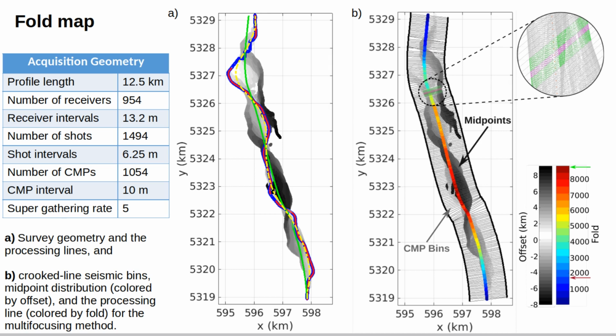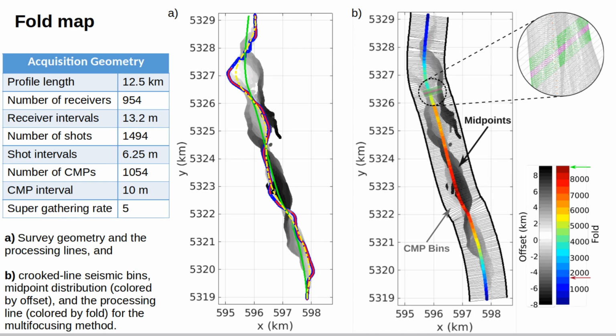We built the super CMP gathers by combining 5 nearby CMP gathers to achieve a high fold coverage. Here, the processing line is colored with the fold number that indicates the number of traces that belong to each super gather. The maximum fold number for the conventional is about 1900, and for the 2.5D multifocusing is about 8500.